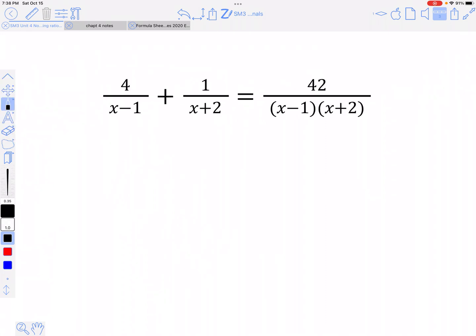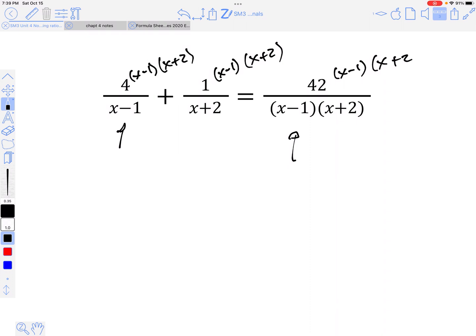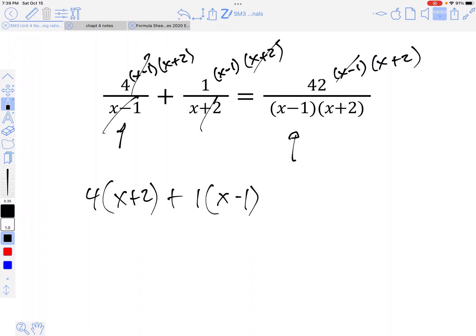Alright, this one over here. Because these have an x minus 1, we know we're going to have to multiply everything by x minus 1. And then these other ones have x plus 2, so we're going to have to multiply that through. So that is our least common denominator. I'll have 4 times x plus 2. That's gone. And then boom, boom, boom, boom. Those are all gone. We're left with 42.